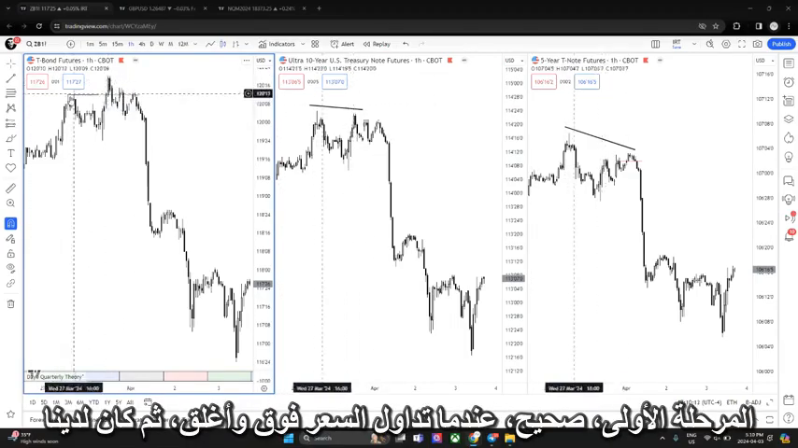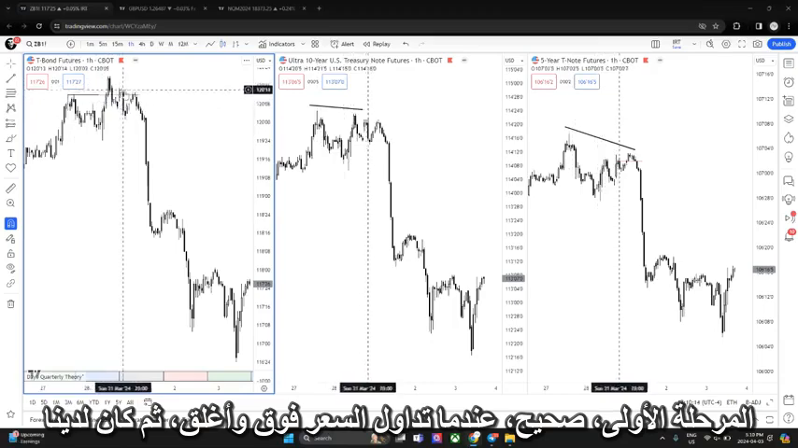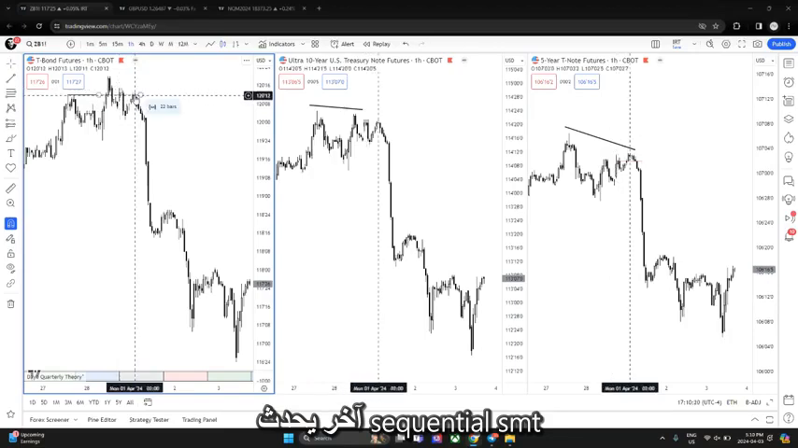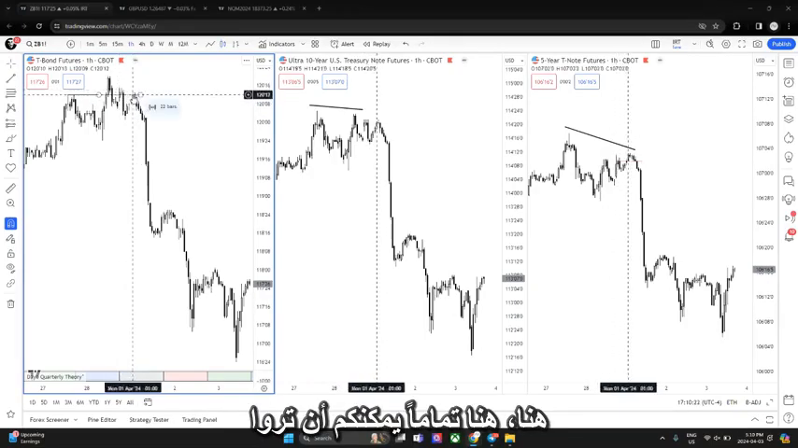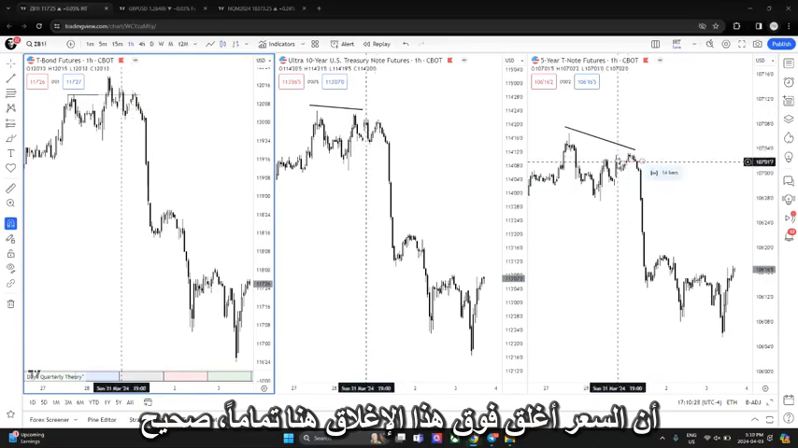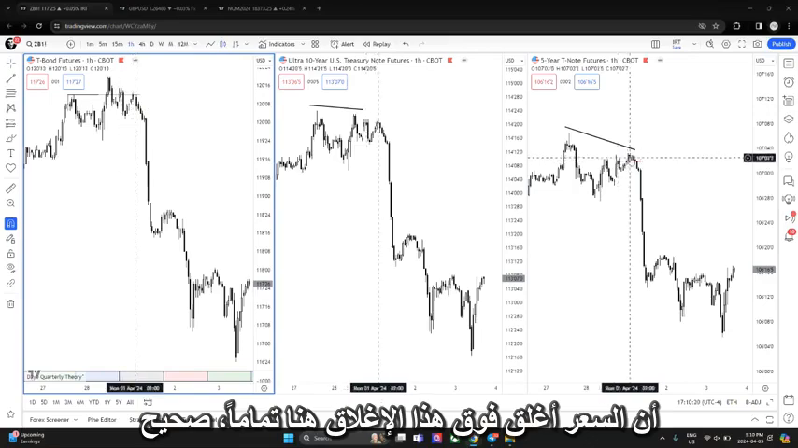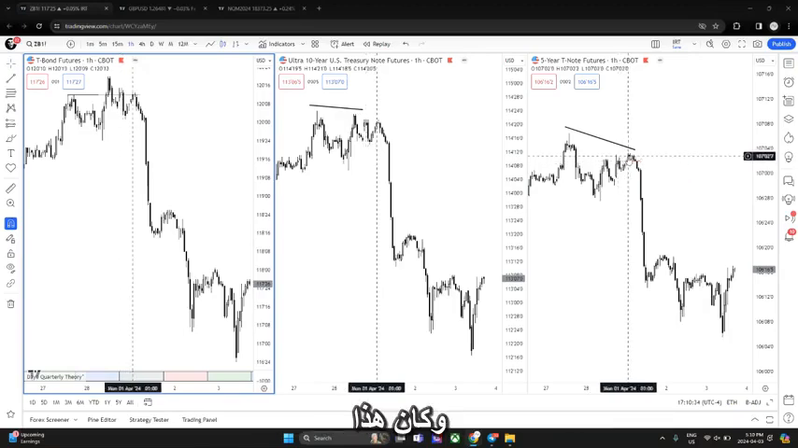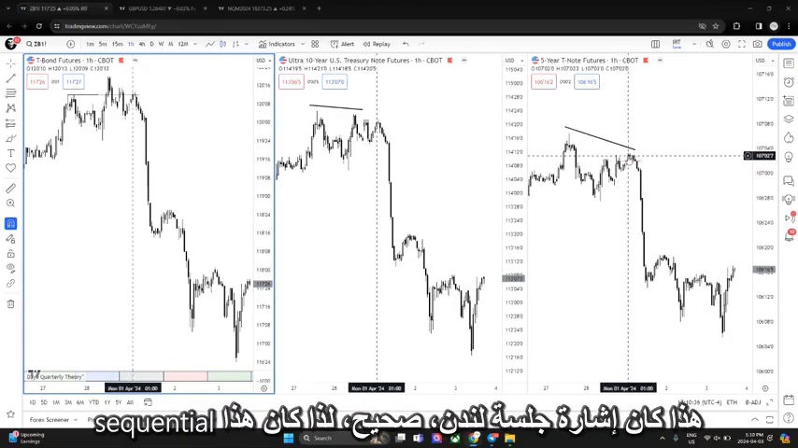When price traded above and closed, then we had this occur right here. We had another sequential SMT occur here. Here you can see that price closed above this close right here. So this was the Asian session high, and this was the London session high. So this was sequential SMT.